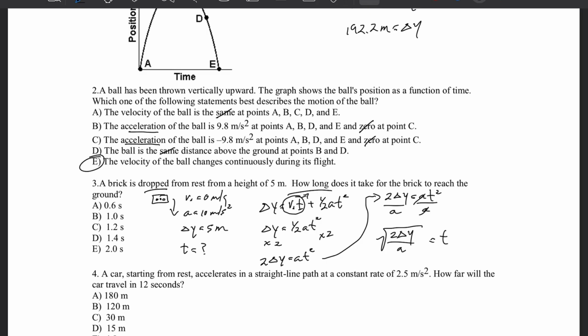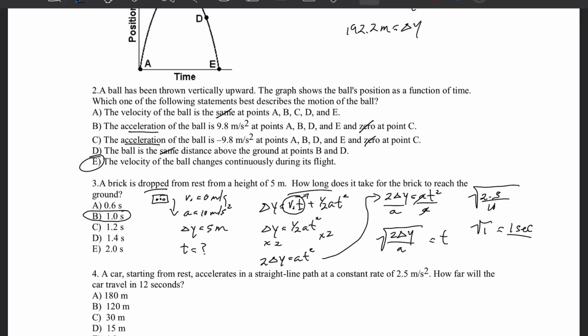Then we just plug in our numbers. We'd have the square root of 2 times 5, which is 10, divided by a, which is 10. So the square root of 10 over 10, which is square root of 1, which is 1. Best answer is B, 1 second.